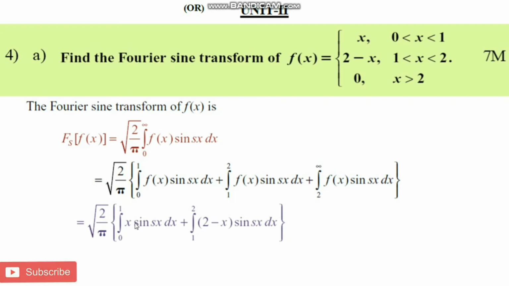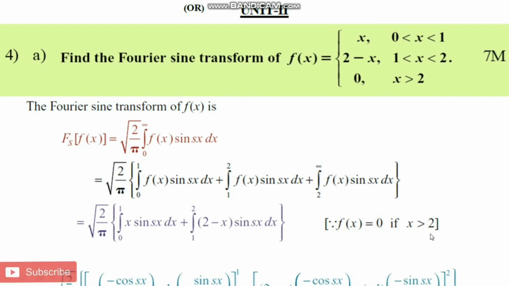The function f of x is x when x lies between 0 and 1. You can see here the function is 2 minus x when x lies between 1 and 2, and the function value is 0 in the interval 2 to infinity. So we have neglected the third integral; we have taken just the first two integrals, since f of x is 0 when x is greater than 2.